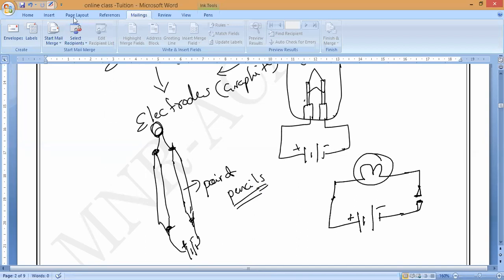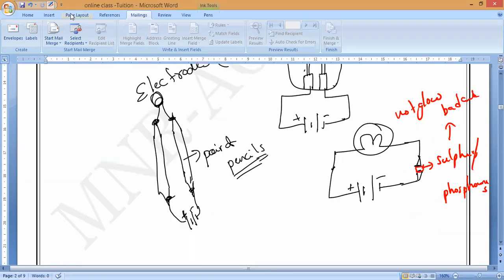Now, here, in place of this, between this crocodile clip, if I place sulfur or phosphorus, is it possible to glow the bulb? No, sir. Why? Because they are bad conductors of electricity.